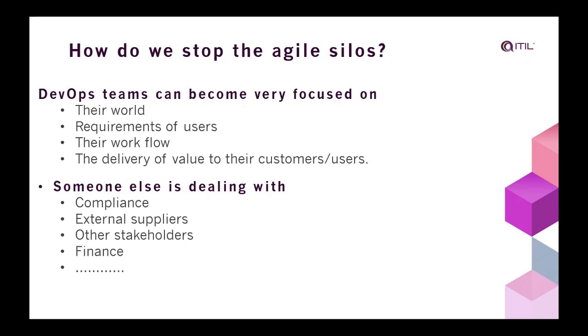They're focused on their world. What are they producing? What is their outcome? What is it that they're doing? The requirements of their users. They have a group of people that they're working for, their customers. What do I need to do for this? They're focused in on it. The workflow: how do I improve my workflow? How do I make things go through quicker? How do I recover these things if they go wrong? The delivery of value to their customers and users. How do I create value for that?